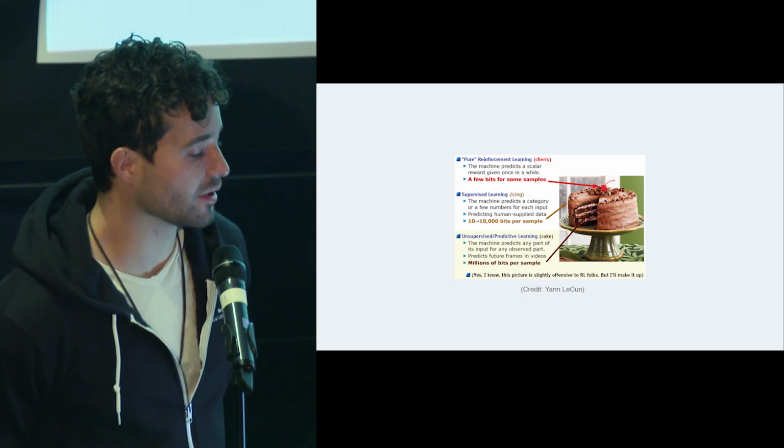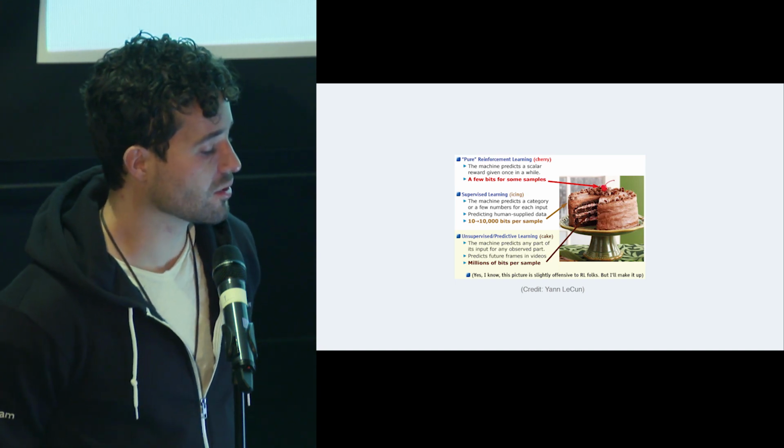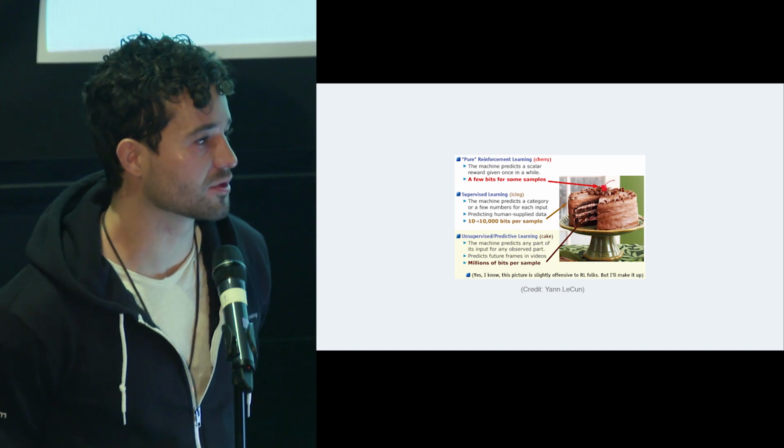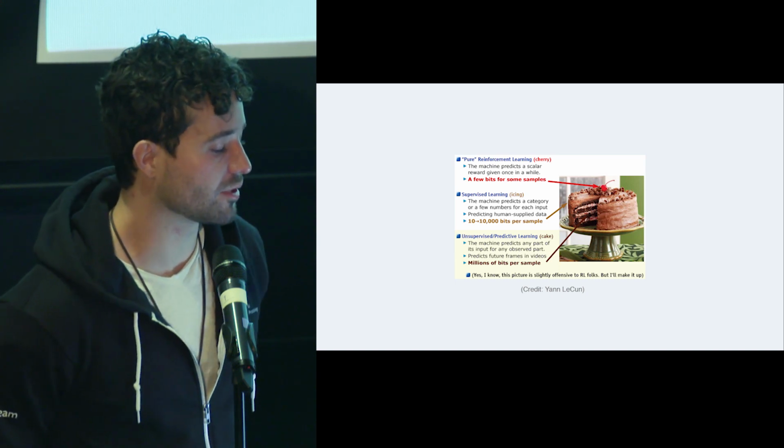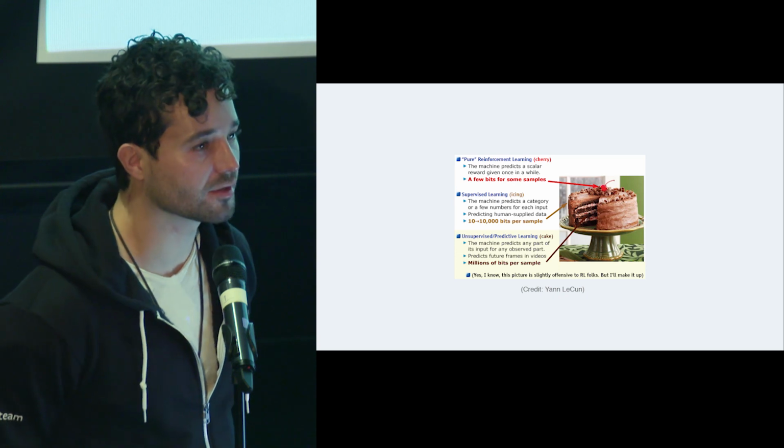However, in unsupervised learning, self-supervised, predictive, you have all of the information in the image. You have the way that the objects separate from each other, how they interact, the colors, so much information that we can take advantage of.